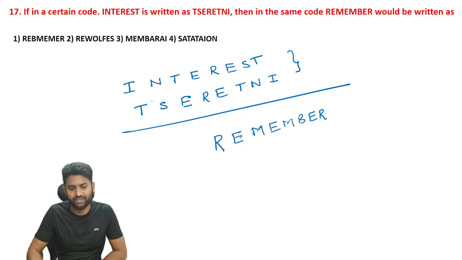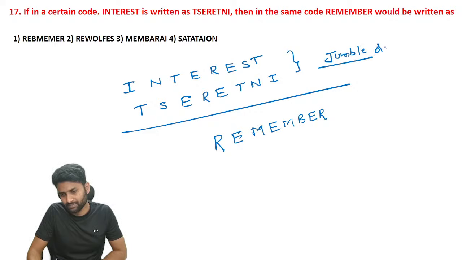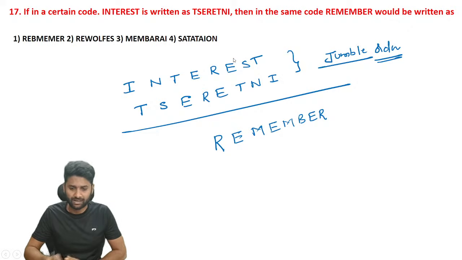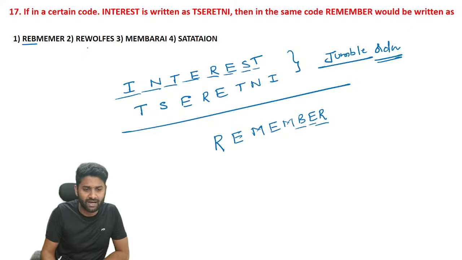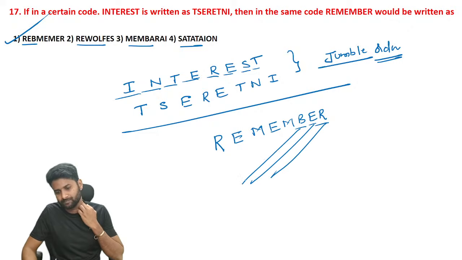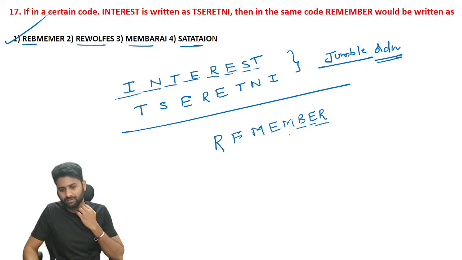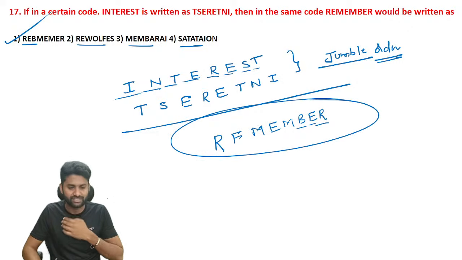So again, each and every letter is repeated in a different position. It's simply a jumbling order. How they are jumbled is what matters in this question. Here the jumbling order is that letters are interchanged from first to last position. See, TSERETNI. Same way for remember, the first letter is R, again E, the next one is B. We require REB. This is wrong, this is wrong, this is wrong. Then the suitable answer is the first one. From first to last, each and every letter is replaced.